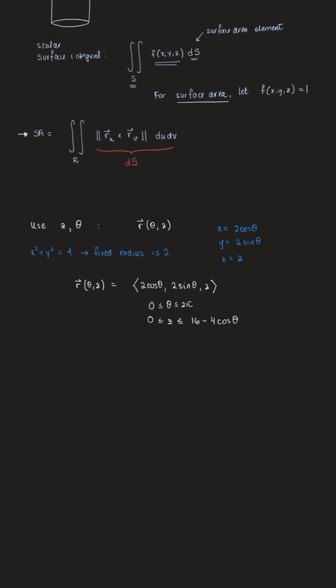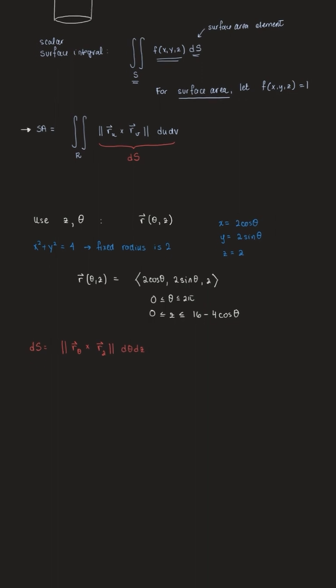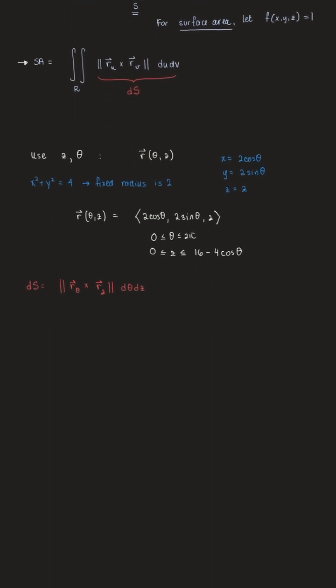Why did we need that? Well, that's so we can find that dS, which is going to be the magnitude of the partial of our parametrization with respect to theta, crossed with the partial with respect to z. We need that, and of course we're going to need a d theta dz, whatever order makes most sense. So let's go ahead and find these partials, and then find our area element, and then set up our double integral.